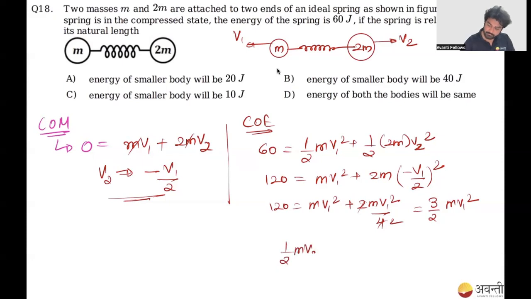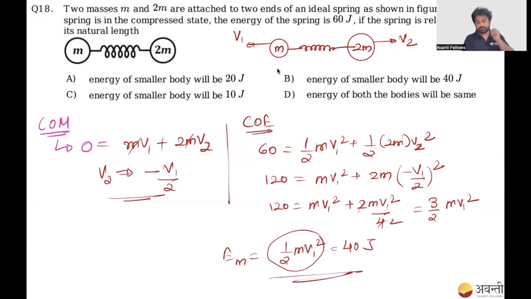Half m v1 square is equal to 40 joules. Okay. So this is basically the energy of m. This is the energy of m.